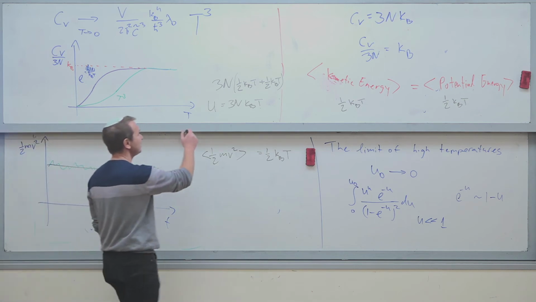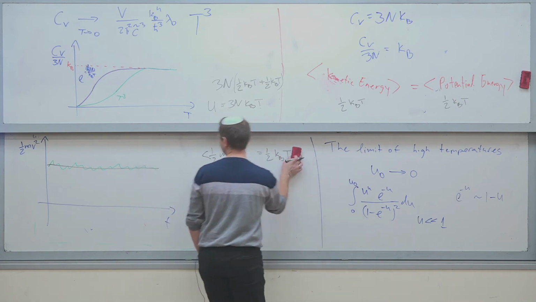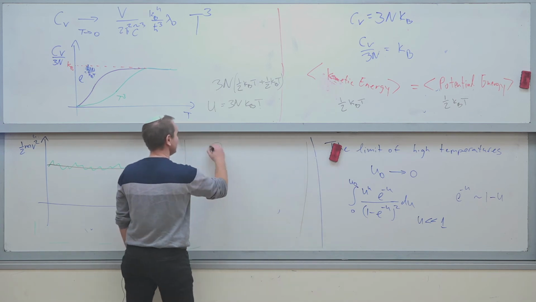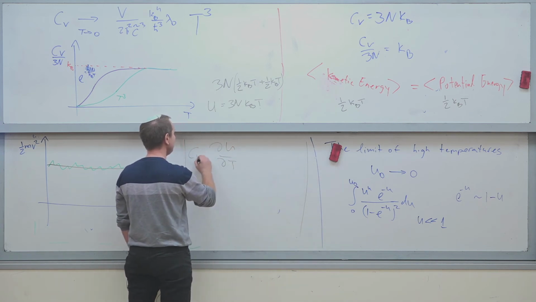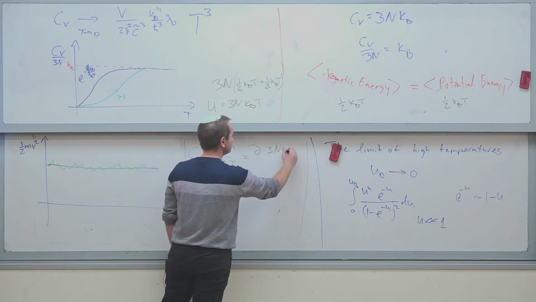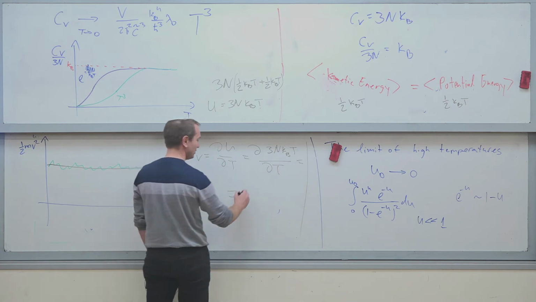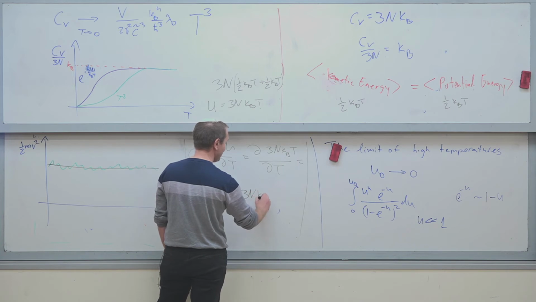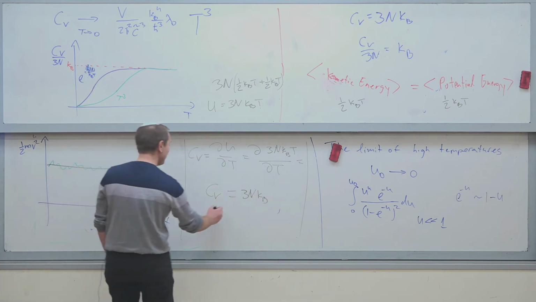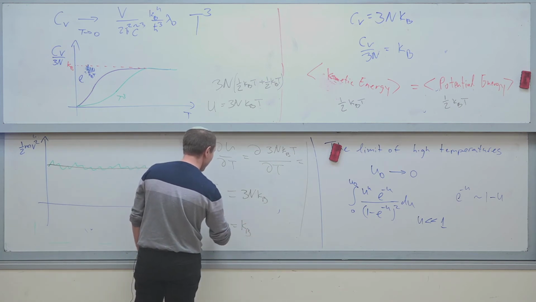Now, if we take, let's write it over here, dU/dT, so CV equals dU/dT, so it's d(3n K Boltzmann T)/dT, which equals exactly what? 3n K Boltzmann. This is CV. So CV divided by 3n is exactly K Boltzmann.